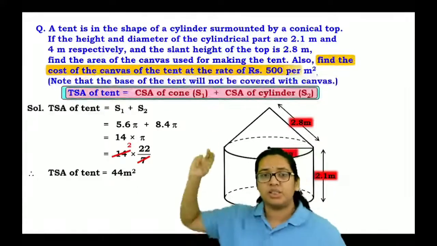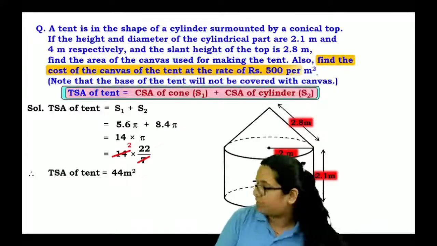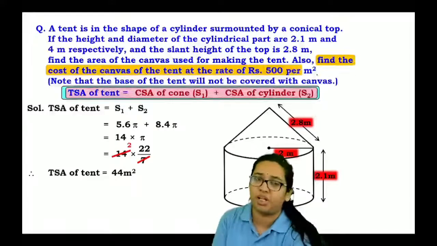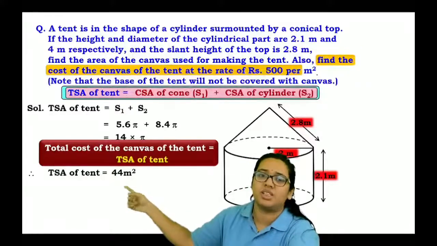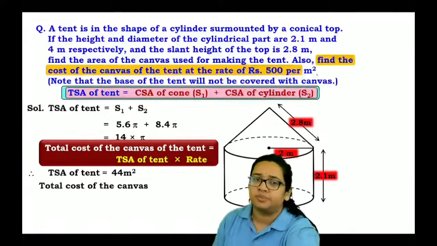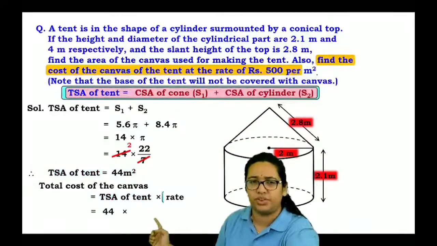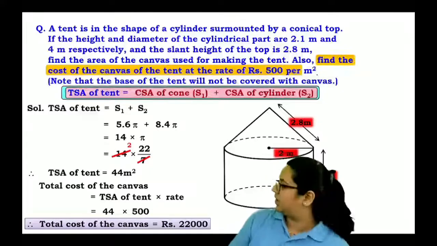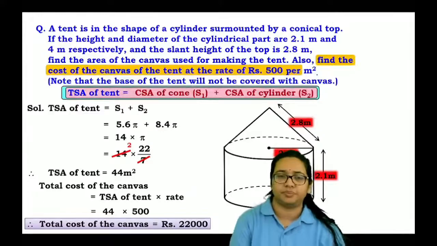But the next question is that we have to find out the cost of canvas. The cost of canvas is given to us: the rate will be 500 rupees per meter square. So if it is 500 rupees per meter square, we just have to find the cost for 44 meters square. So the answer will be 44 into 500, so its answer will be 22,000 rupees. Done up to this?